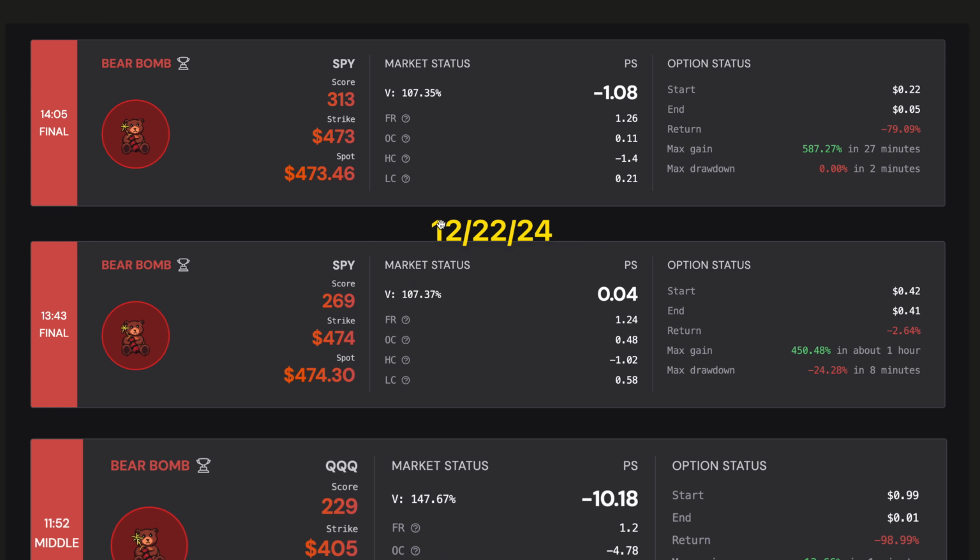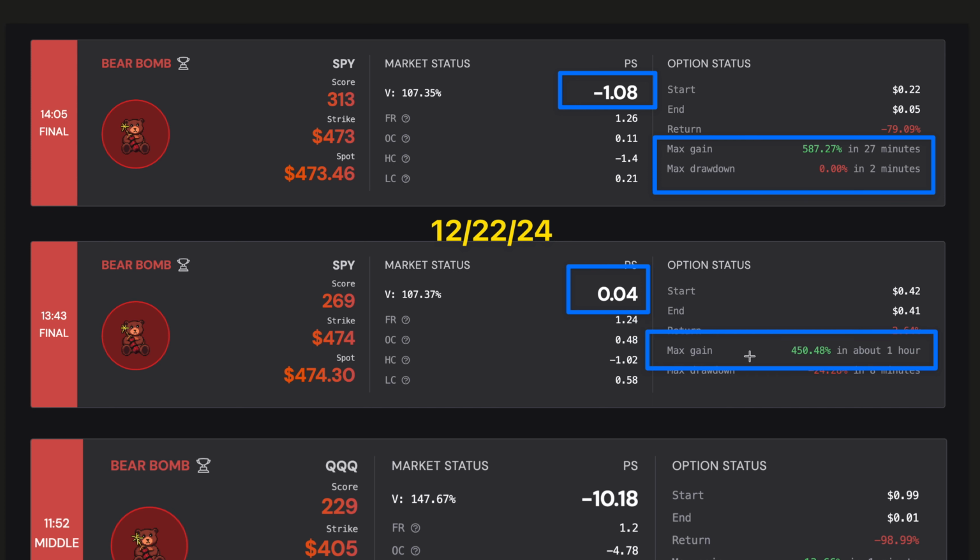Let's look at this. This is from 12/24 on SPY. PS. What is PS? Minus 1.08, 0.4. What is the max gain on this thing? Oh my god. That thing goes almost 6x. It returns nothing at the end of the day, but it's one of those alerts where if you took it, you made 6x your money in 27 minutes. Incredible. You're looking at this one here, 0.04. Boom. Another crazy, insane gain.